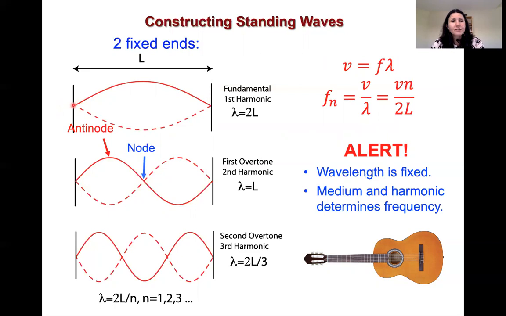You could just start with these two nodes here, you know those are nodes, and just connect them directly. So what is that? Well, that's half a wavelength. It's half a cycle. So in this case, if we want to relate the wavelength to the length of the string, or the distance between the two boundaries, the wavelength is 2L. And this is what is known as the fundamental or the first harmonic.